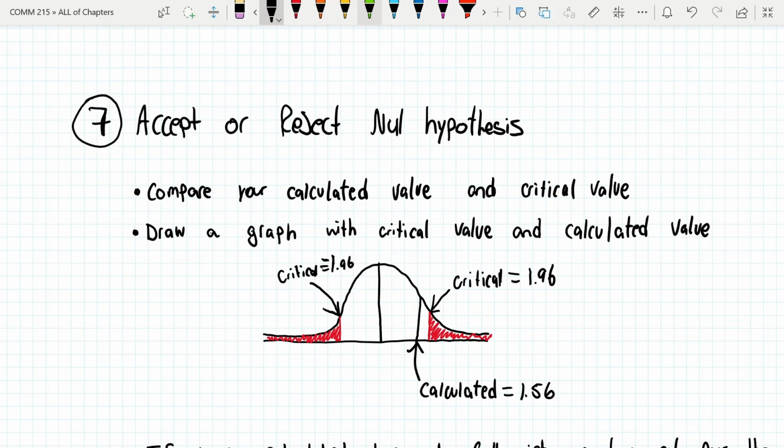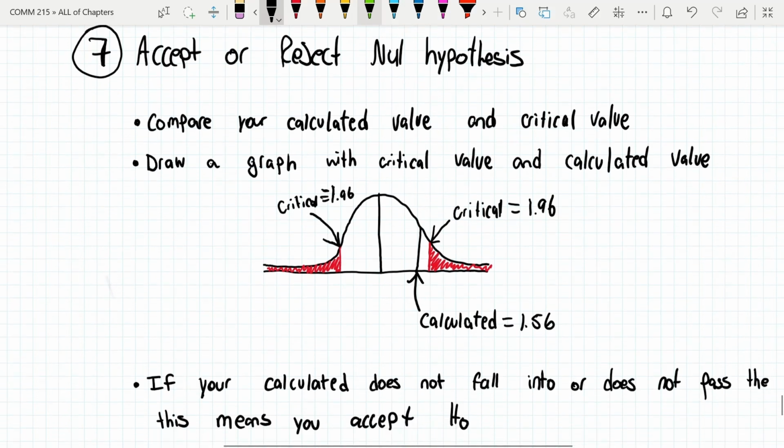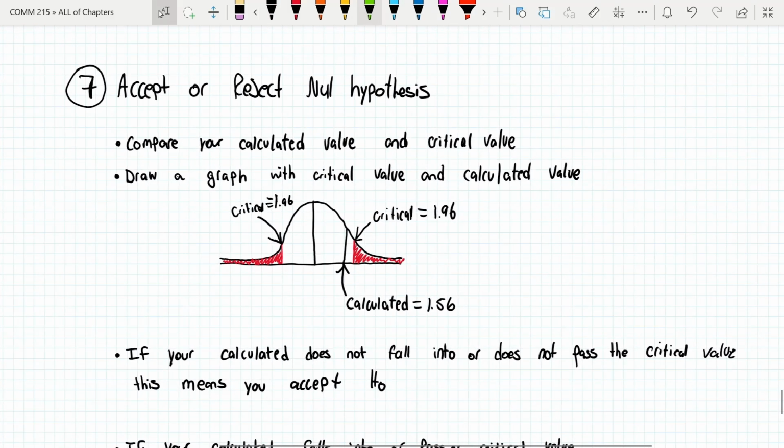Let's say I put random numbers and I get my z-score. This is a z-score graph. Let's say my calculated z-score equals 1.56. Once you put that in the graph, we can see that 1.56 isn't in any of the red zones. That means that we accept our H0, our null hypothesis.